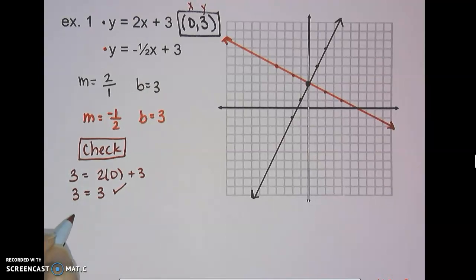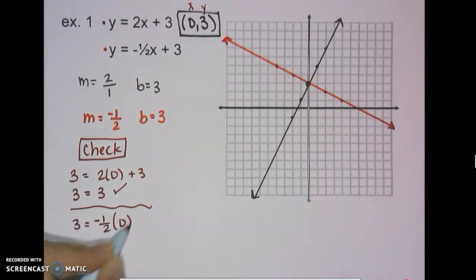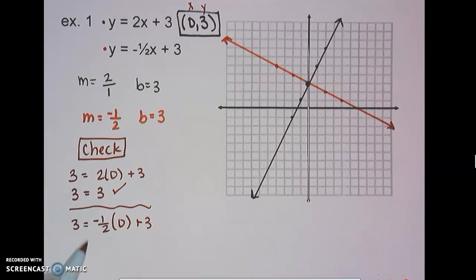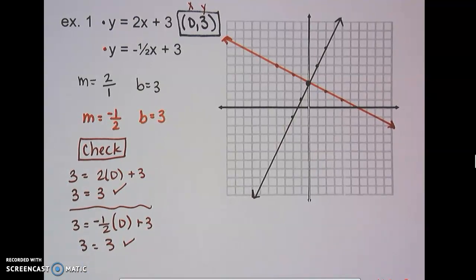Plugging the same point into the second equation, negative 1/2 times 0 is 0. 0 plus 3 is 3. So that again is a true statement. Since it's true for both equations, we know that that is the solution to the system.